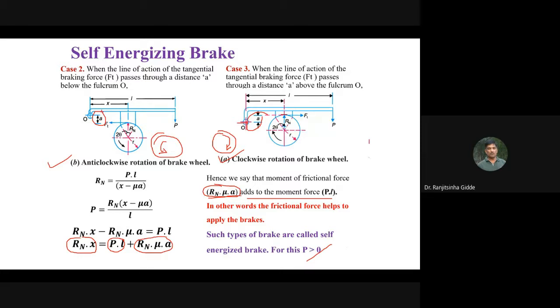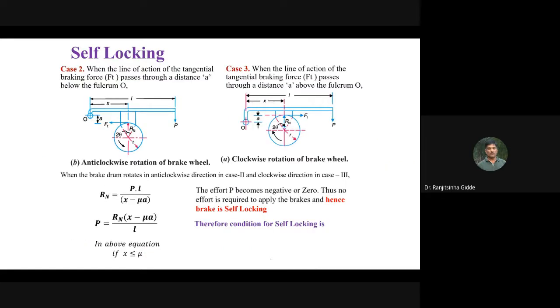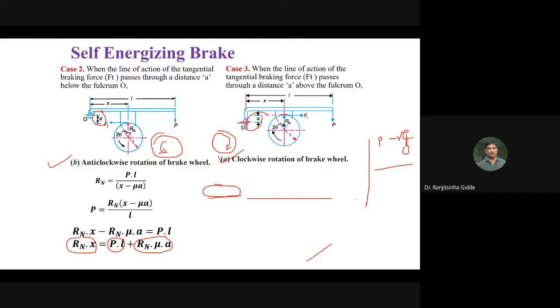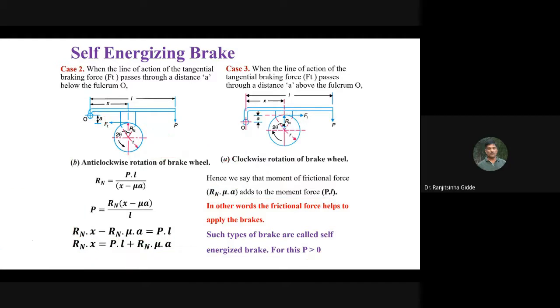In the previous case, what we have seen, P is negative or 0. That is called a self-locking brake. P becomes negative or 0, thus no effort is required to apply the brake. That is called a self-locking brake. And in this case, the value of P is greater than 0. You should remember this condition.